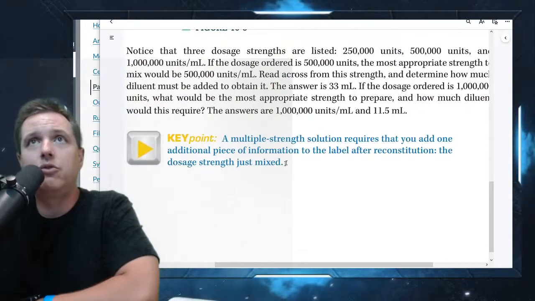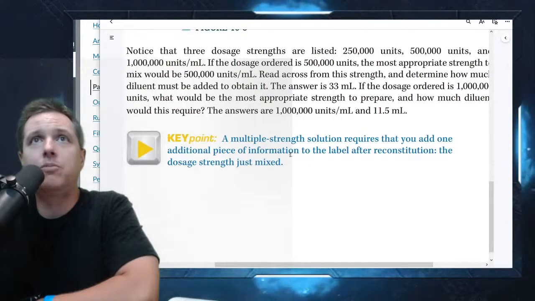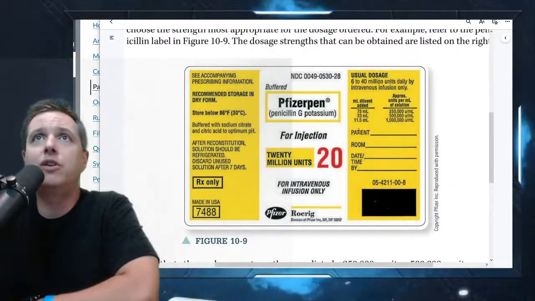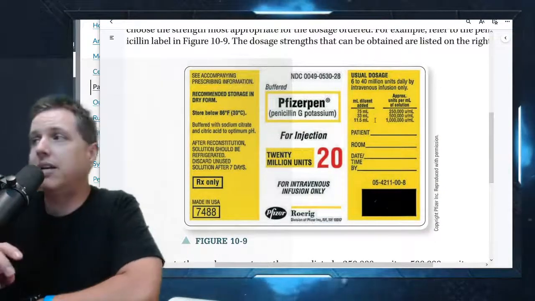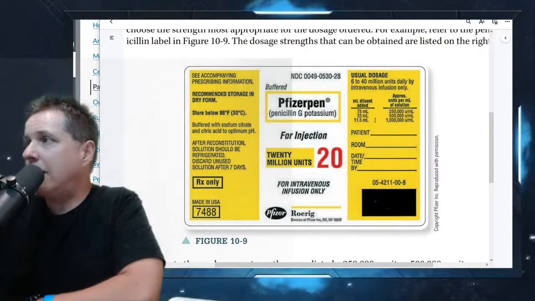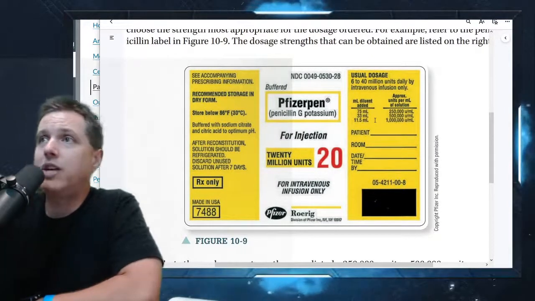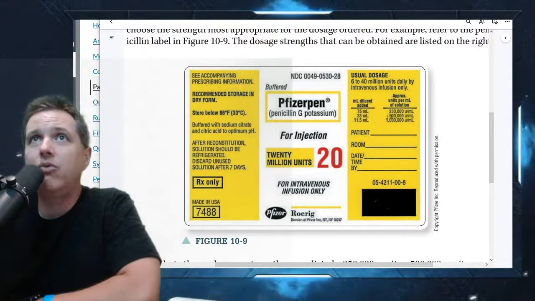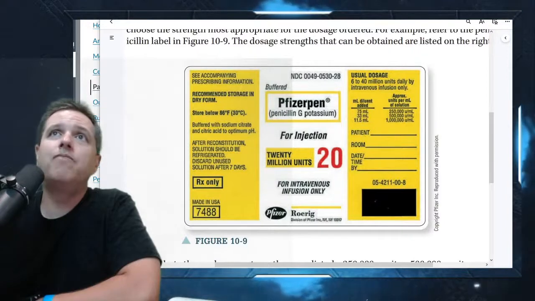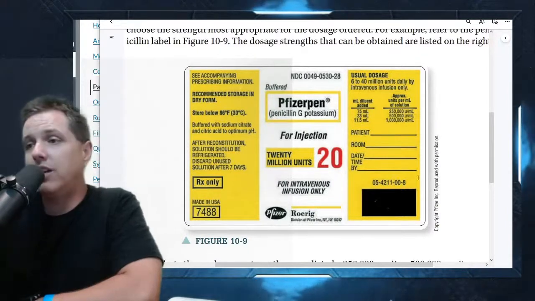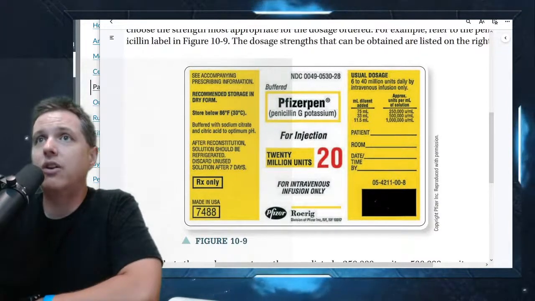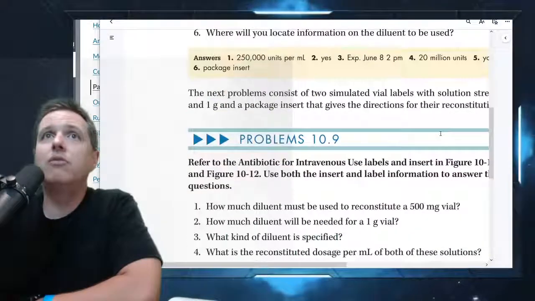A multiple strength solution requires that you add one additional piece of information to the label after reconstitution, the dosage strength that you just mixed. So if you have different choices in which way you mixed it, then obviously you want to write that down for the next person, or yourself later, who's going to be looking at that medicine and wondering, well, wait, which of these three ways was it done? You've written it on the thing, so there's a record of what's been done, right?